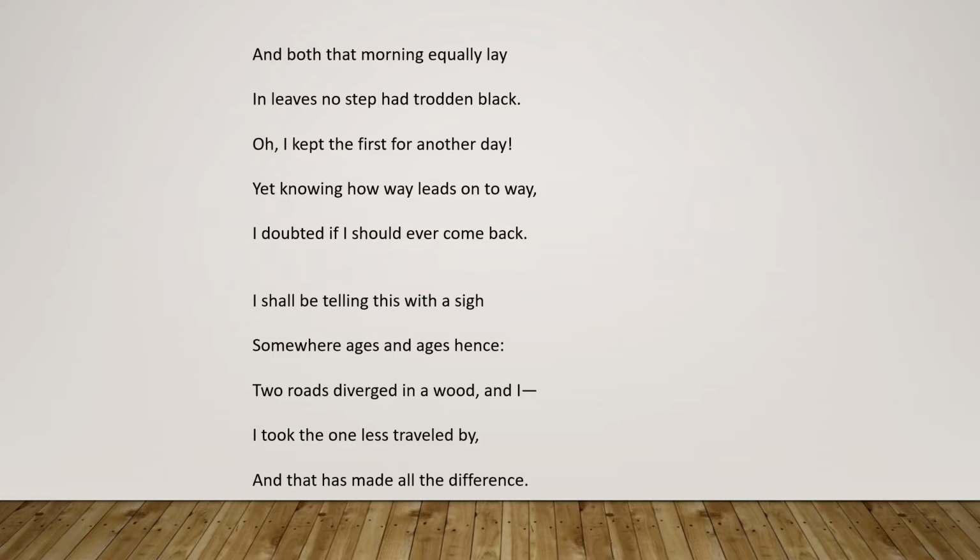Oh, I kept the first for another day, yet knowing how way leads to way, I doubted if I should ever come back. I shall be telling this with a sigh. Somewhere, ages and ages hence, two roads diverged in a wood, and I took the one less traveled by, and that has made all the difference.